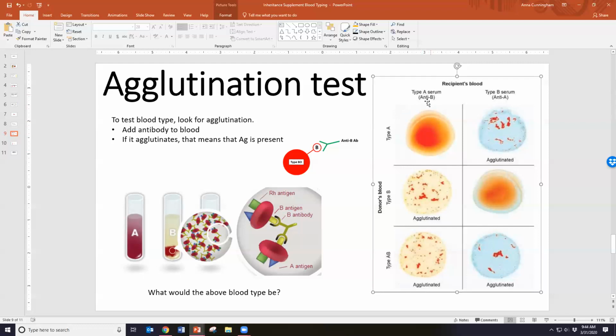However, if this person with anti-B antibodies was given type B blood, they would recognize those type B antigens, and you can see what happens is we have that agglutination, which is that clumping. Same with type AB blood, because of the fact that those B antigens are present, type A people make anti-B antibodies, you get agglutination or clumping. Okay, does that make sense?